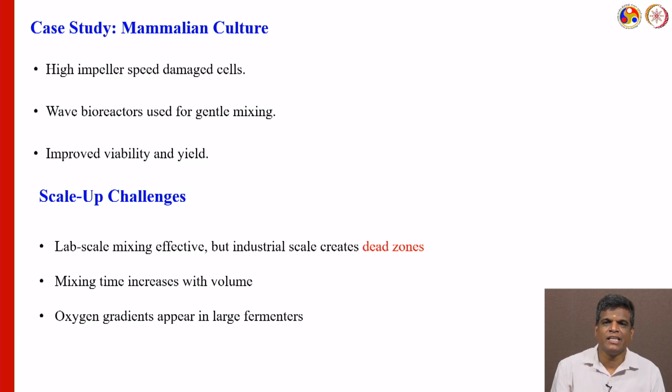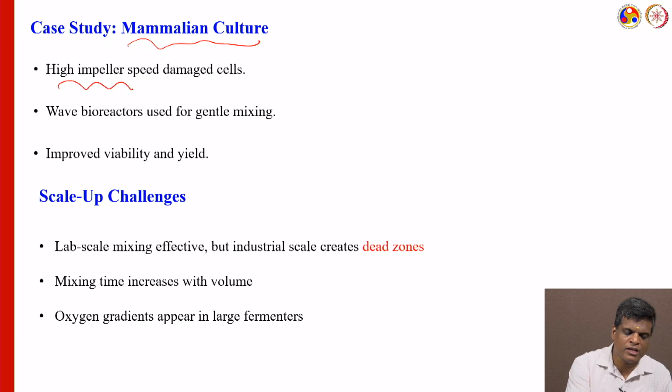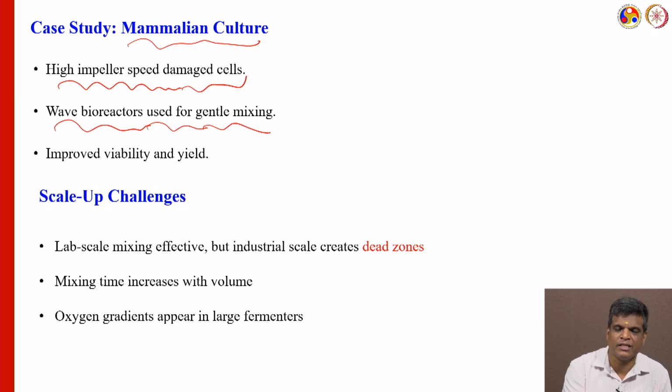What is the case study here? The case study is a mammalian culture. We should not use a high impeller speed. Sorry, if you use a high impeller speed, it damages the cells. Then wave bioreactors are normally used for gentle mixing. Whenever gentle mixing is needed, the wave bioreactor is used here, giving improved viability and the same way improved yield.